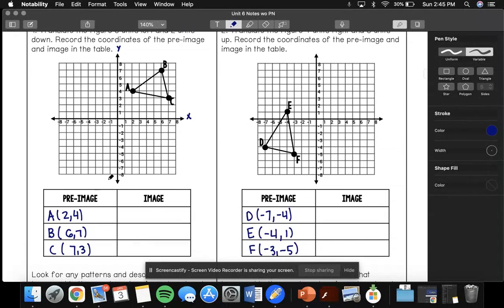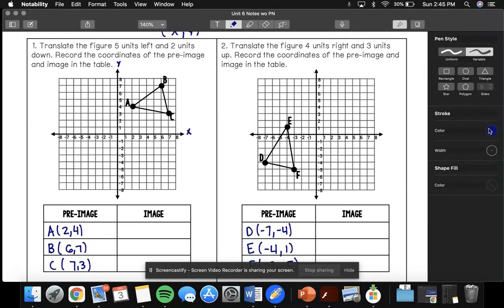Okay, so what I'm going to first do, and if you like colors, you might want to get a color out, okay? But what I'm going to do is I'm going to start with A, and I'm going to go with the way it's telling me to move. So it tells me to go 5 units to the left. So I'm going to move 5 units to the left, and then I'm going to move 2 units down. And when I did that, I'm going to plot my new point, and I'm going to label it A prime. Okay, now I'm going to write this as an ordered pair. X first, -3, 2.